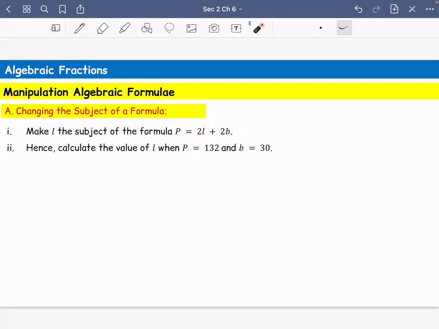So the question here for number 1 is make L the subject of the formula. Okay, class, listen carefully, especially if you might have forgotten some basic stuff with manipulation of algebraic formulas or equations.